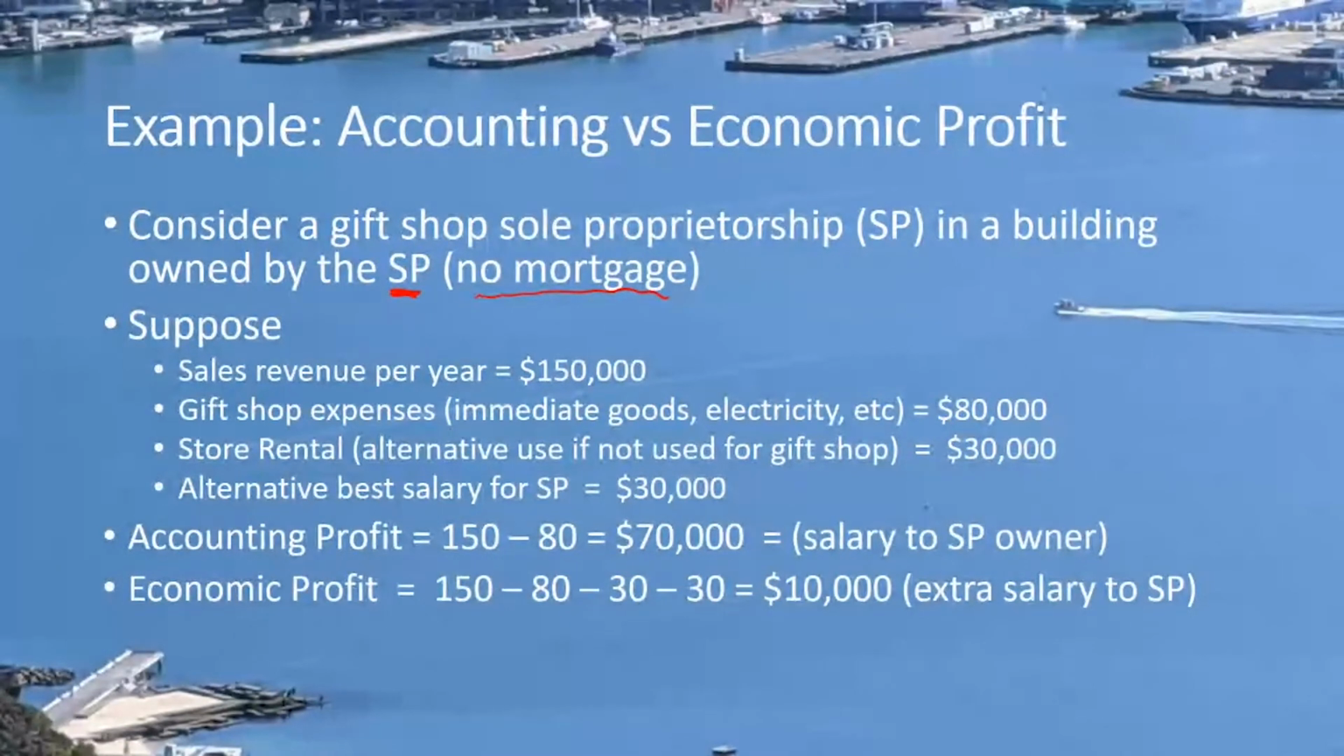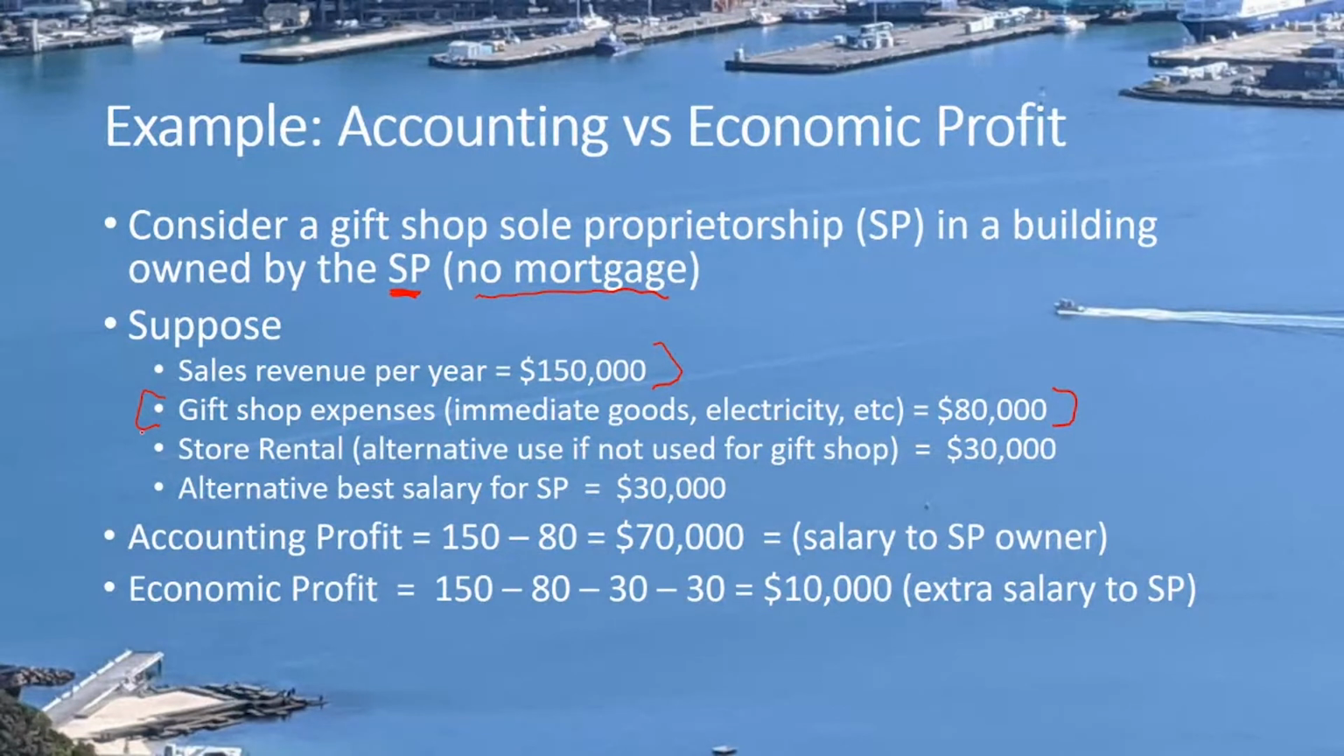Now, suppose this gift shop is able to secure and sell $150,000 worth of goods during the year. Let's just bundle together all of the expenses of the gift shop, the intermediate goods, the electricity, any expenses that they have in running this particular business, and let's assume that that amounts to $80,000 per year. Again, I'm making up some numbers just to illustrate the points that I'm trying to make here.